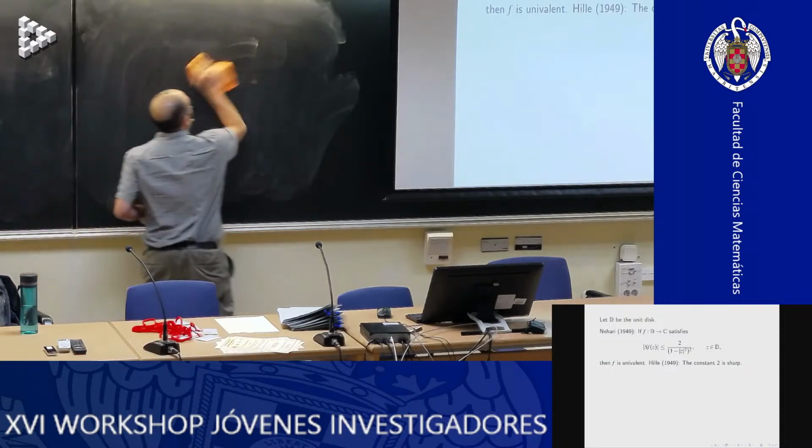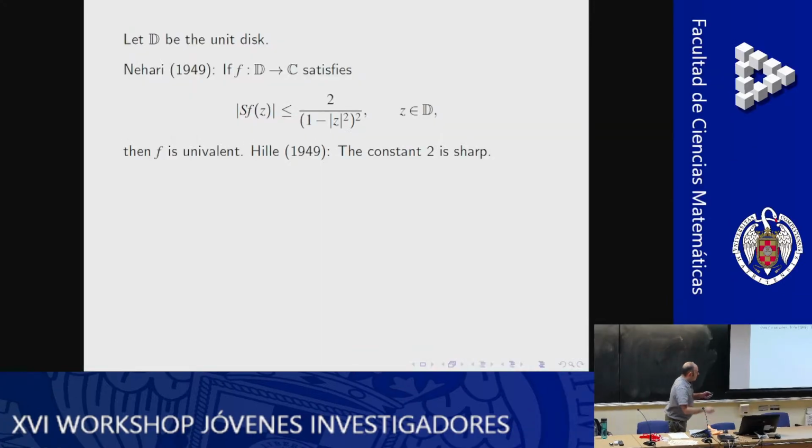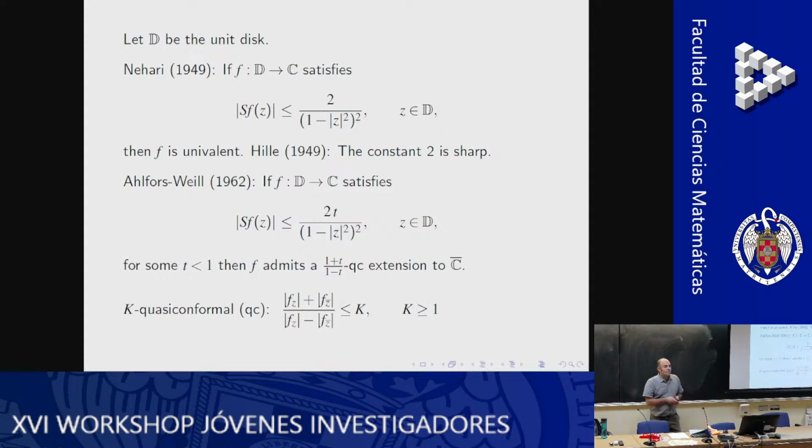And another, the next classical theorem, is by Ahlfors and Weill, again in the unit disk. If now the Schwarzian is bounded by a little bit more, 2t, for some t strictly less than 1, is slightly smaller, then you have a quasi-conformal extension to the whole Riemann sphere. Of course, quasi-conformal means that infinitesimally circles are mapped to ellipses with uniformly bounded quotient of big axis over small axis. This is exactly the inequality that I have here.